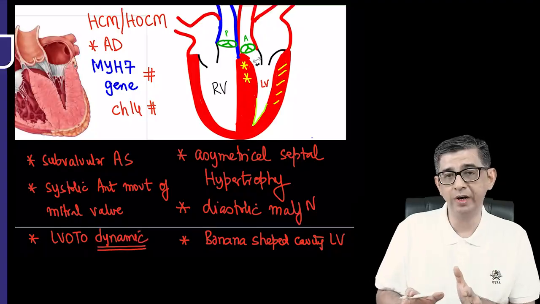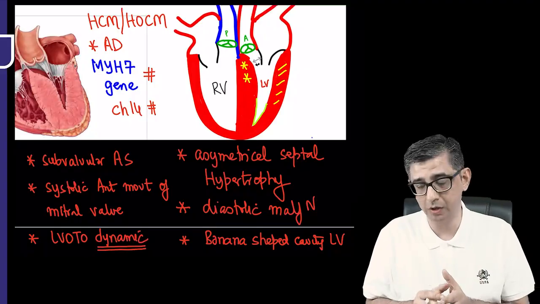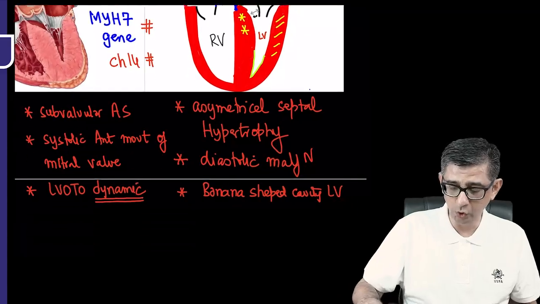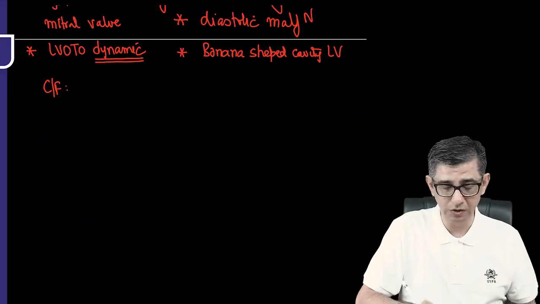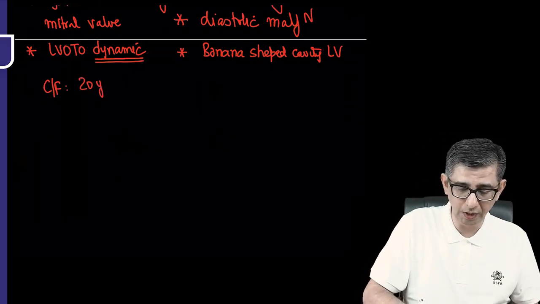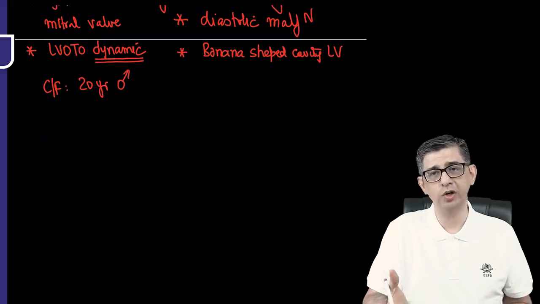Once you get these 6 points imprinted in your brain from the pathological domain, I'm going to next explain to you how the case would present. So let's look at the clinical features. This is a young guy. He's approximately 20 years of age and he's just started going to college.